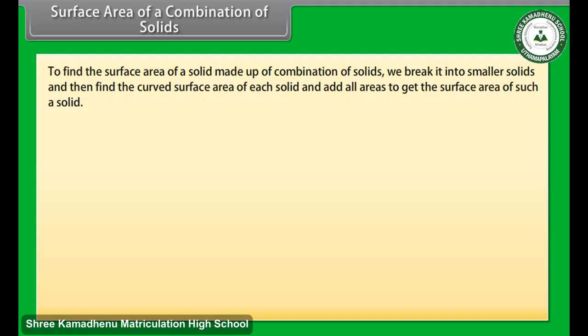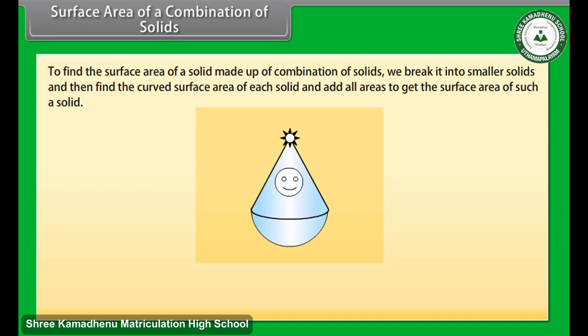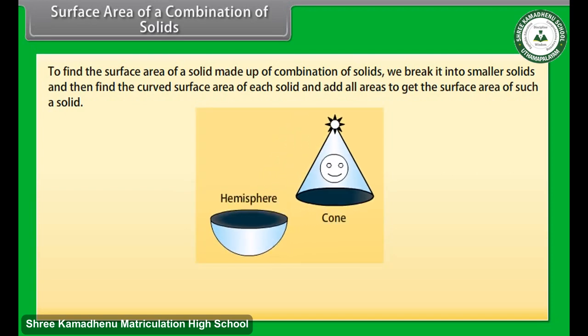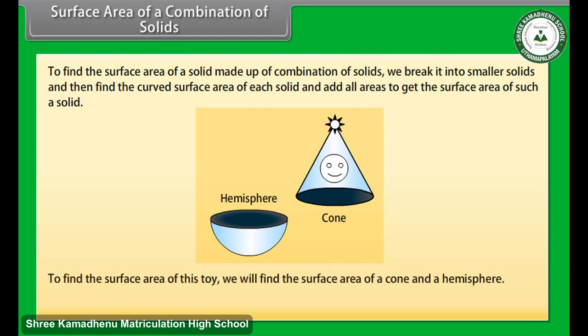To find the surface area of a solid made up of combination of solids, we break it into smaller solids and then find the curved surface area of each solid and add all areas to get the surface area of such a solid. For example, look at this toy. This toy is a combination of a cone and a hemisphere. To find the surface area of this toy, we will find the surface area of a cone and a hemisphere. Or we can say that the total surface area of a toy will be equal to the curved surface area of hemisphere plus curved surface area of the cone. Let's solve some examples to find the surface area of combination of solids.